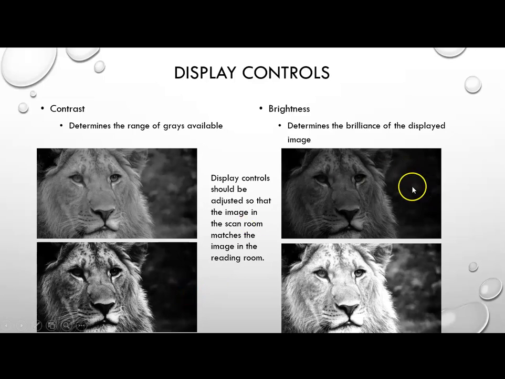Brightness, of course, is determined by the brilliance of the displayed image. It can be either faint and dark or very bright, in what I would call an overgained control. So the display controls on your monitors need to be adjusted so that the image that you see in the ultrasound scan room matches the image that the radiologist or obstetrician sees in the reading room. They need to be the same.